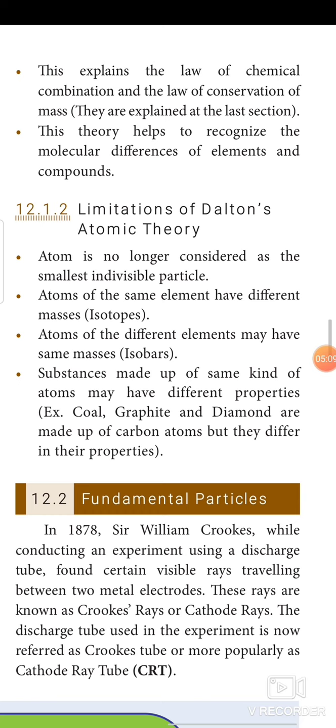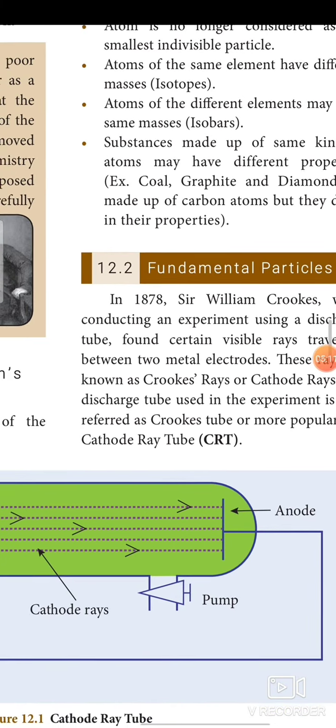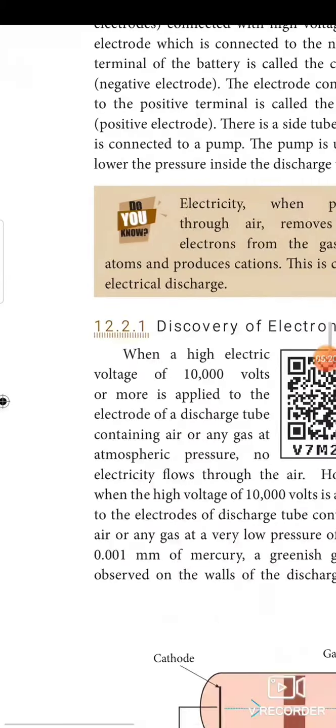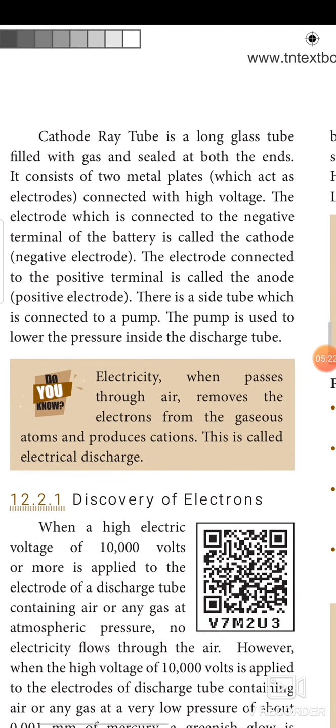The discharge tube used in the experiment is now referred to as Crookes tube, or more popularly as cathode ray tube, CRT tube, like that we will call. In many higher studies, if you go for physics or chemistry in higher studies, you might have seen this CRT tube.